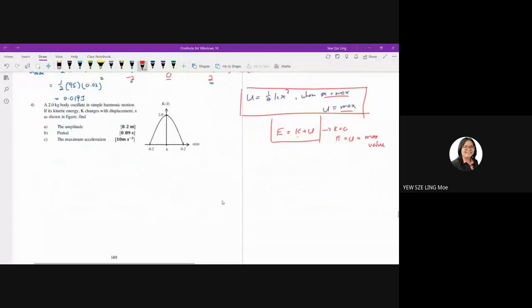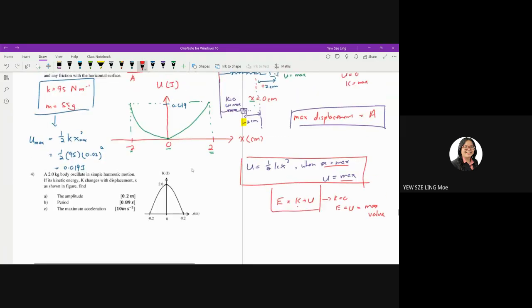Okay, now question number 4. A 2 kg body oscillates in simple harmonic motion. If its kinetic energy changes with displacement, as shown in the figure, what is the amplitude? So you look at the graph. This graph is similar to the graph for potential energy, just that they have an inverted shape. Why?